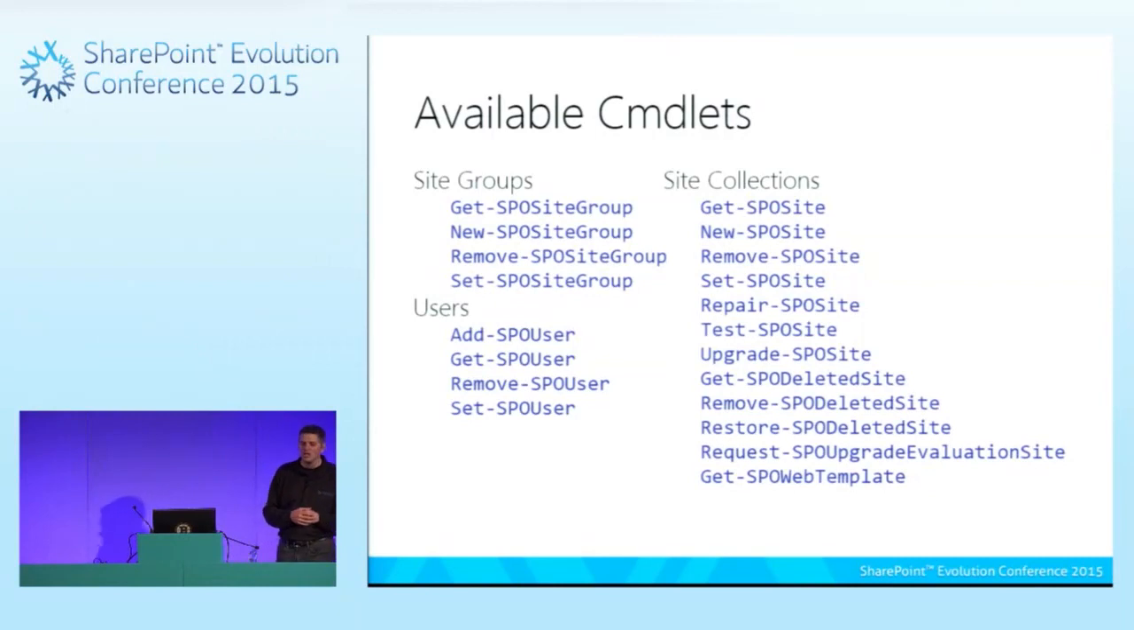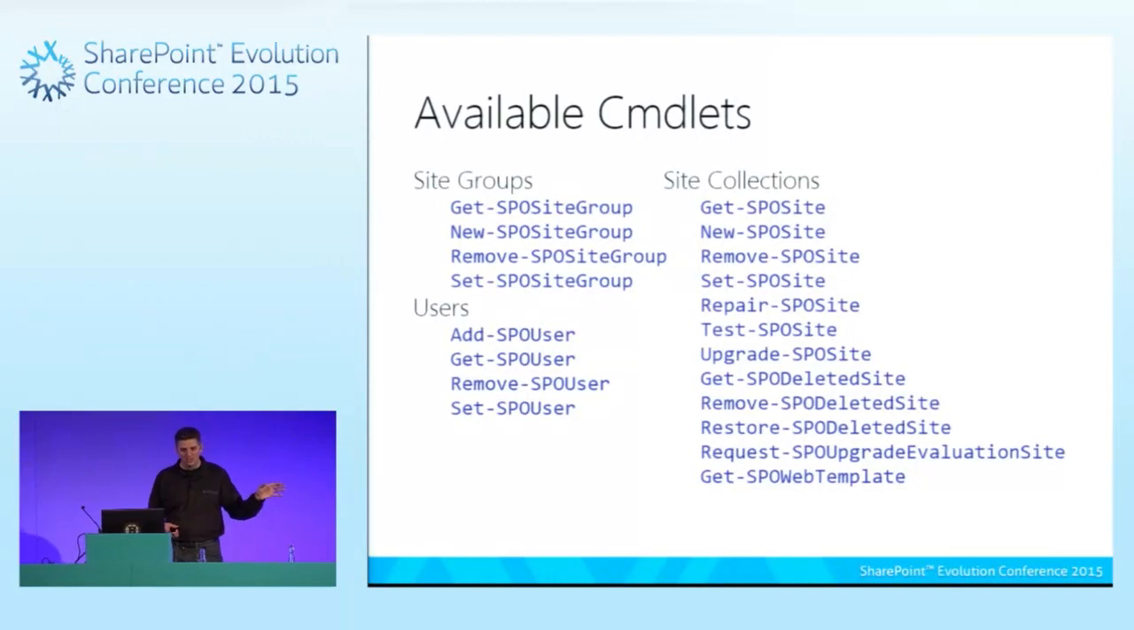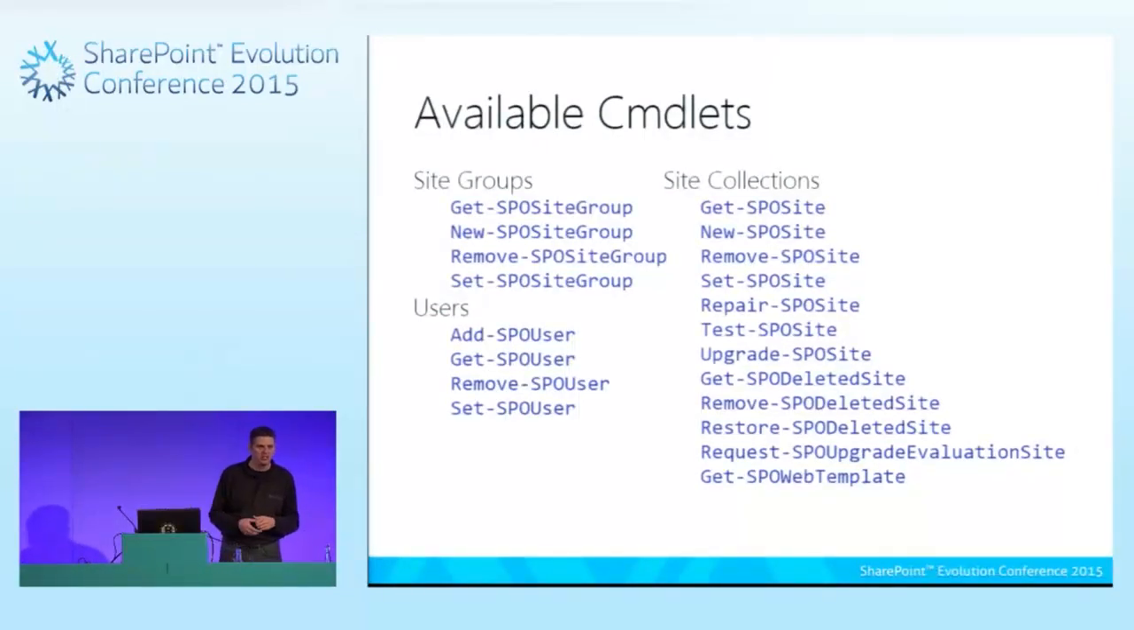Test and repair, these are going to be related to health check rules. So if you're familiar with on-prem and you go into Central Admin, you get a variety of health check rules that are going to run against your environment. Some of those rules are specific to site collections. We have all those same rules on SharePoint Online, and you can trigger those rules to run using this Test-SPOSite against your site collection. Some of those rules have the ability to automatically repair the issue that comes up. That's the Repair-SPOSite.